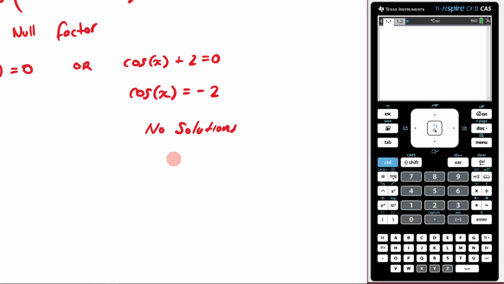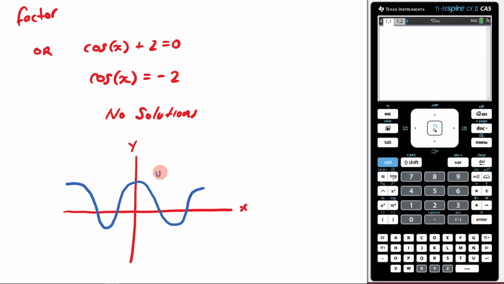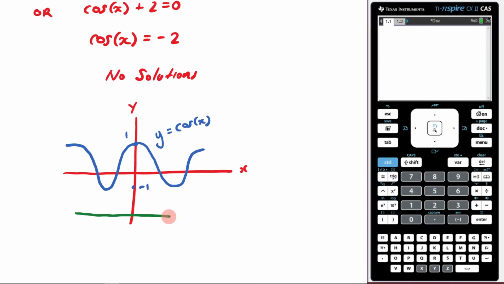And the reason why we know that is because let's consider what that's saying. Here's y, here's x. Let's draw cos of x. So it's going to look something like this, up, down, up, down. That's y is equal to cos of x. It's going up to 1 and down to negative 1. And then we're also going to draw in y is equal to negative 2. So that would be down here. Do you see how they never intersect? So that means there are no solutions.